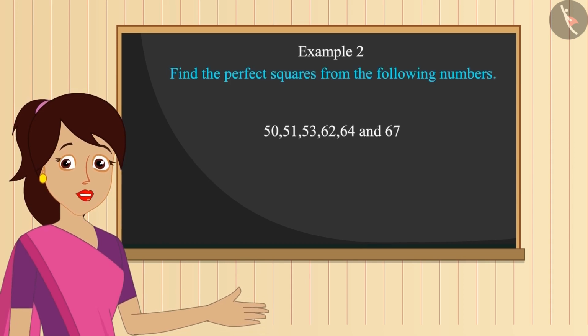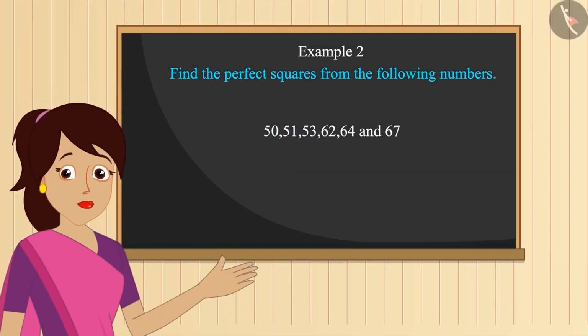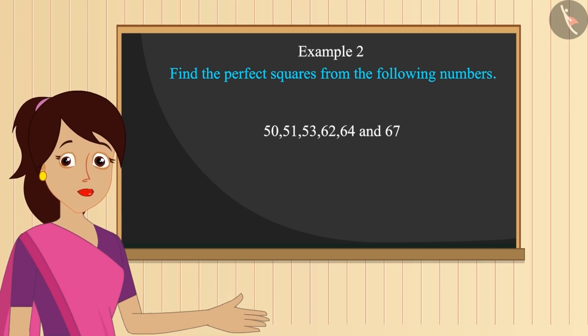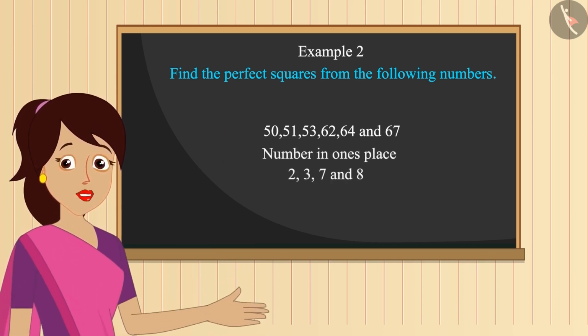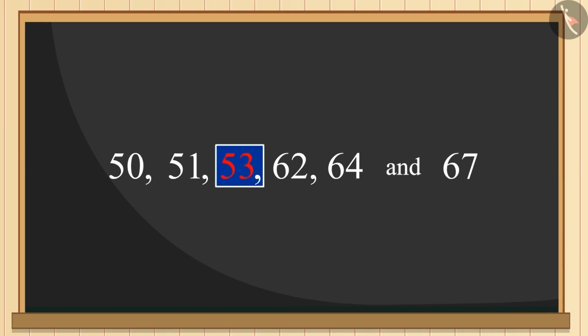Now, if I were to say that you have to find the perfect square from the following numbers, how would you do that? You can pause the video here and try. Let's find the solution. Here, we will first see how many of the given numbers have 2, 3, 7 and 8 in the ones place. We know that if a number has one of these digits in its units place, then that number can never be a perfect square. Hence, the numbers 53, 62 and 67 cannot be perfect squares.